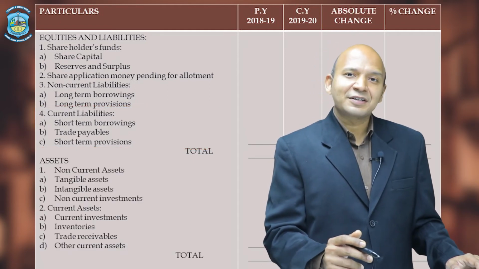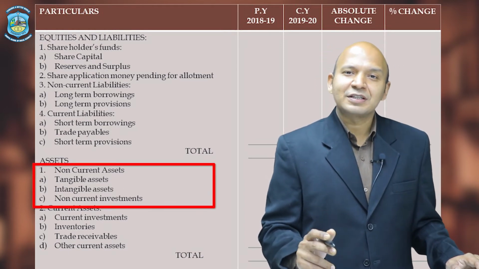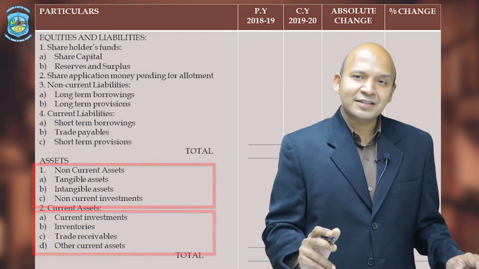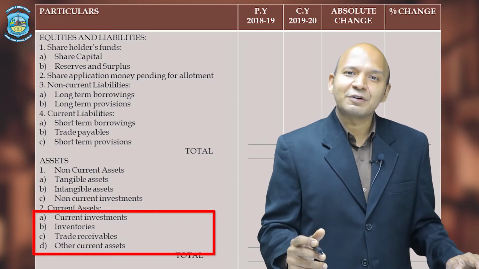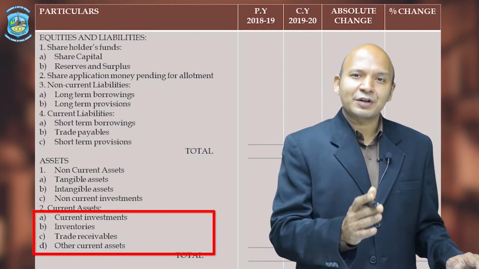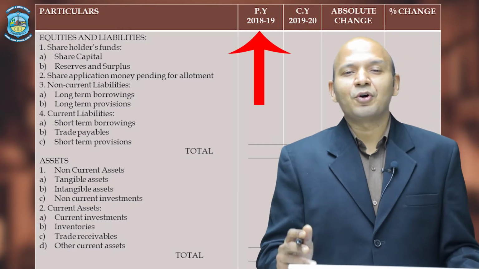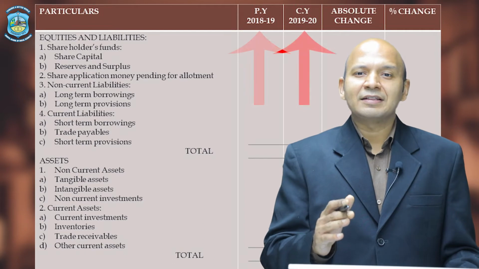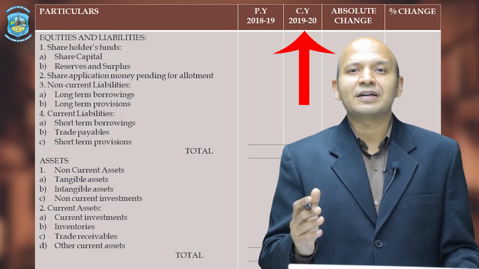In the assets, we have the first point, that is non-current assets, which includes the tangible as well as intangible assets. And current assets, it includes current investments, inventories, trade receivables, and other current assets. This is the information which we record in the first column. In the second column, we record all the items of the balance sheet of the previous year. And in the third column, we record all the items of the balance sheet of the current year.